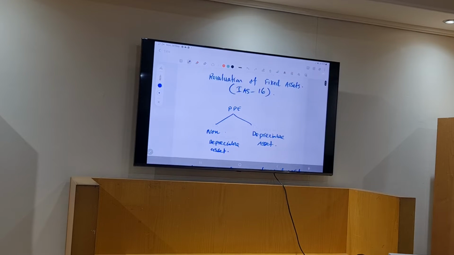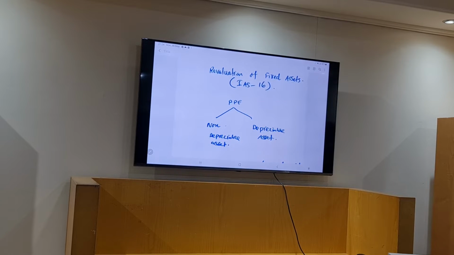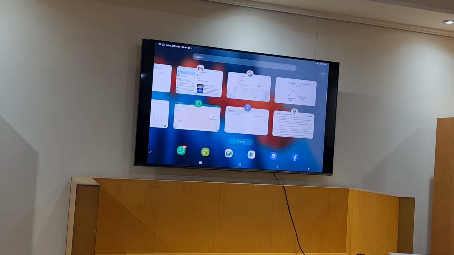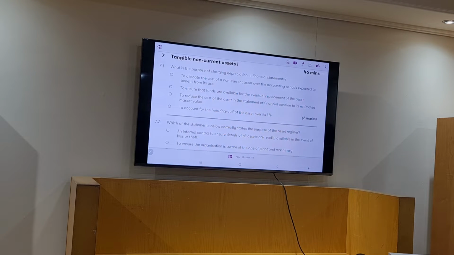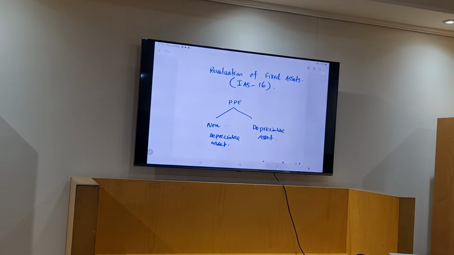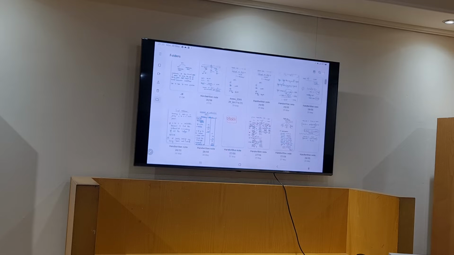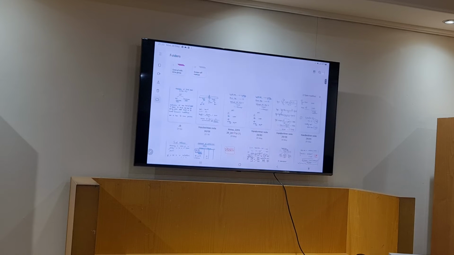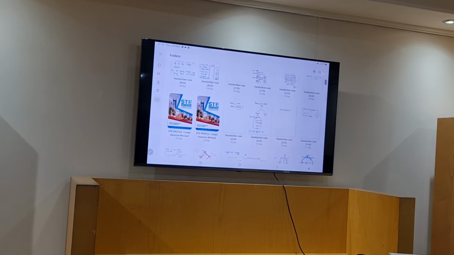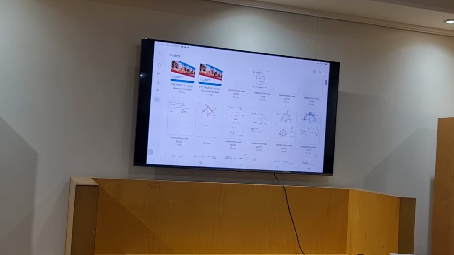A systematic allocation of the depreciable amount of the depreciable asset over its useful economic lifetime. That's what I'm looking for. Which lesson did this come from? Depreciation. The date is 20th May 2020.